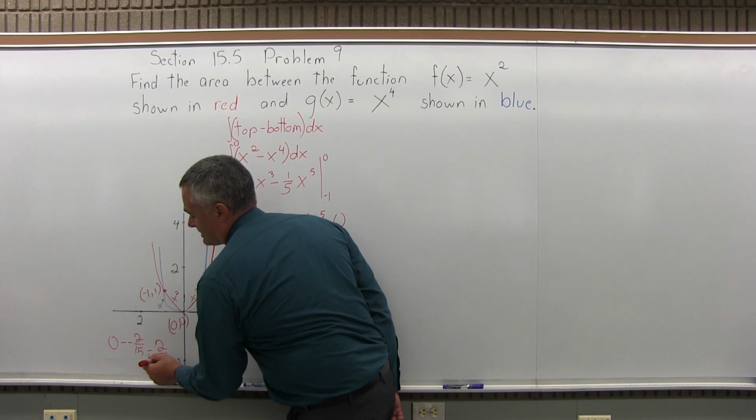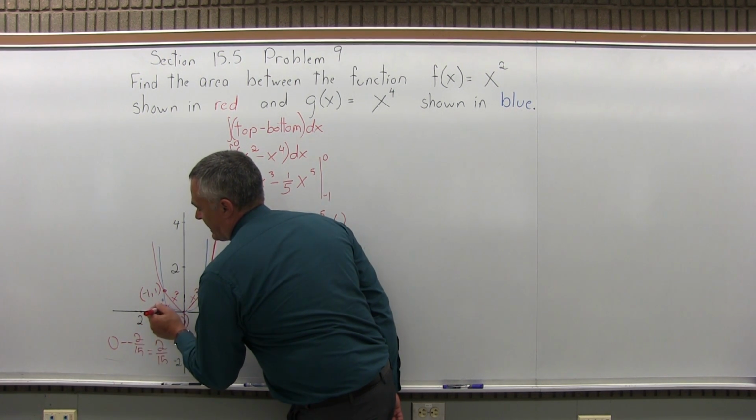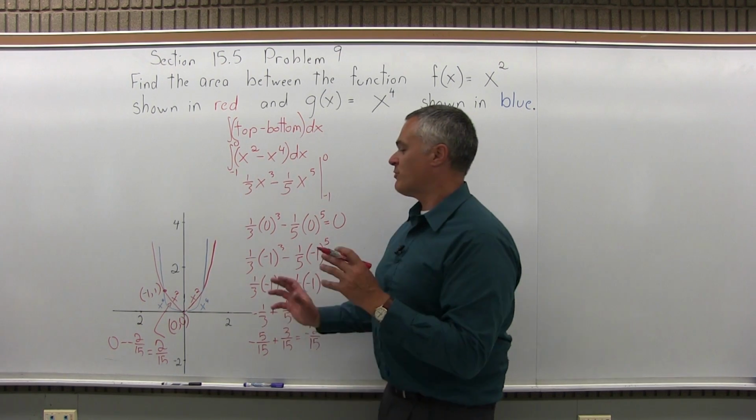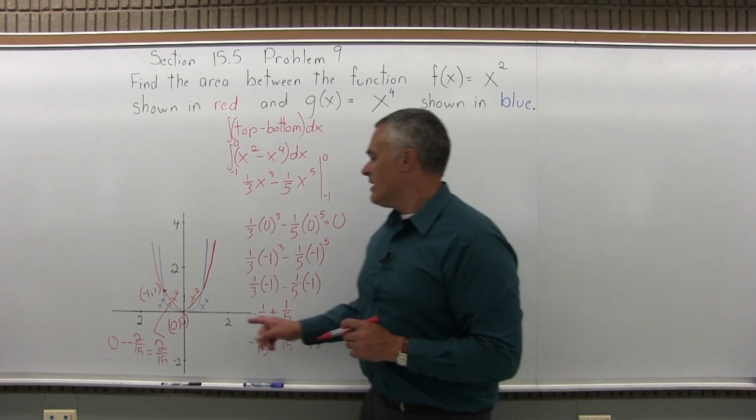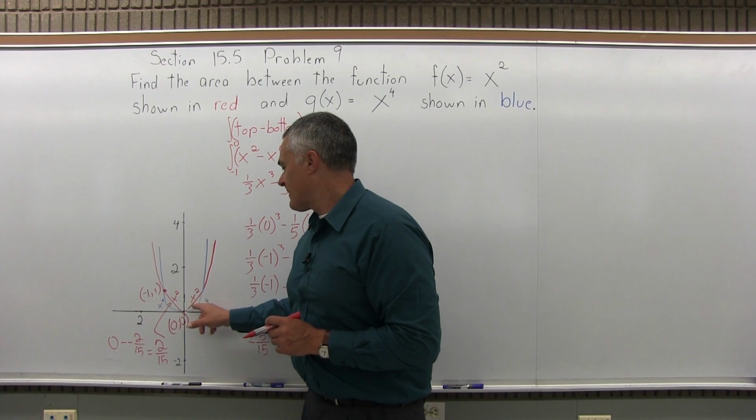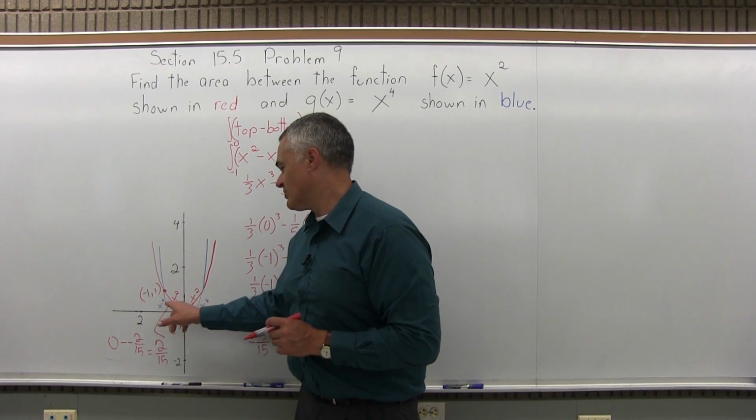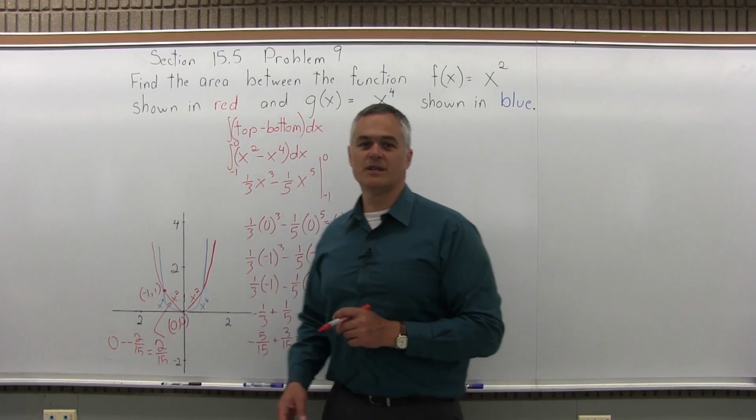I'm thinking a step ahead when I say that. So that area is 2/15, the left portion of the trapped area. Because it's symmetric, I know that the other side is 2/15. So 2/15 and 2/15 is 4/15.